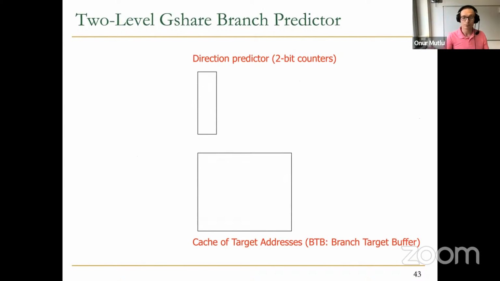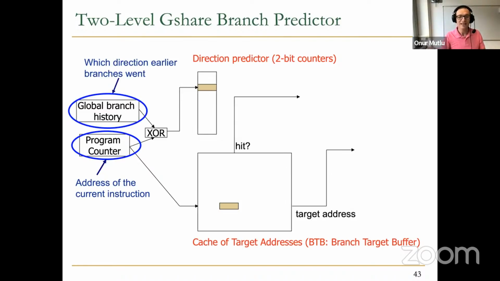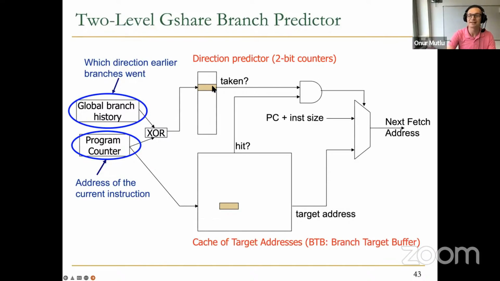With Gshare, more context information, you use the program counter to get the target address because target address is only a function of the program counter, clearly. But you use the program counter information as well as which direction earlier branches went in a hashed way to actually get the direction prediction. So you get more information basically that way. And also you get better utilization of the direction predictor entries.